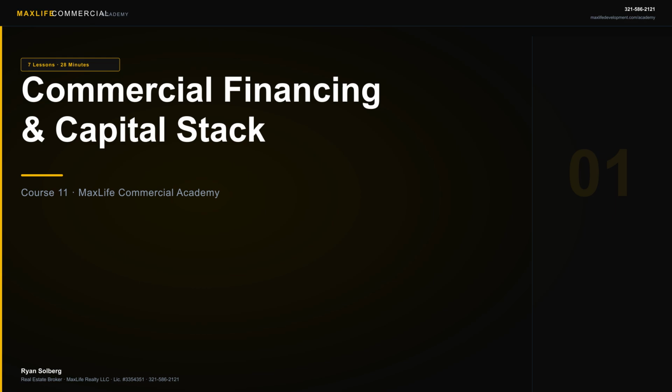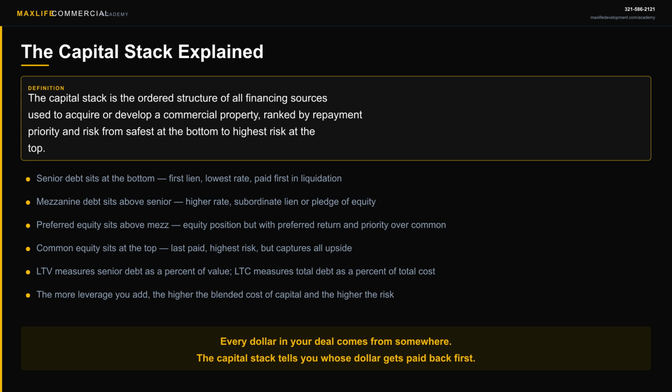Let's get into it. Let's start with the foundation of everything we're going to cover, the capital stack. Think of it as the ordered structure of every financing source in a deal, ranked by who gets paid back first and who carries the most risk. At the very bottom sits senior debt. It's a first lien, it carries the lowest rate, and it gets paid first if the property is ever liquidated.